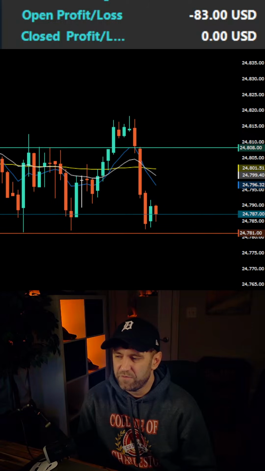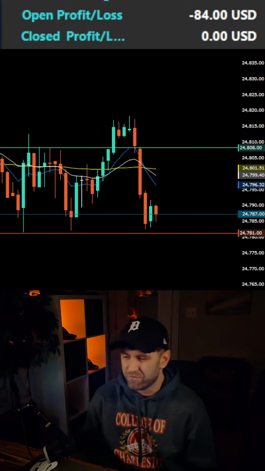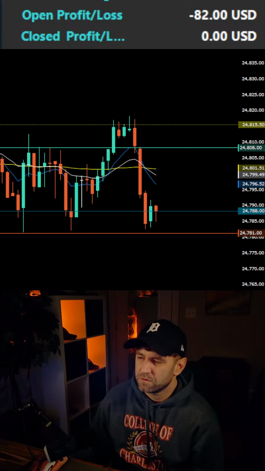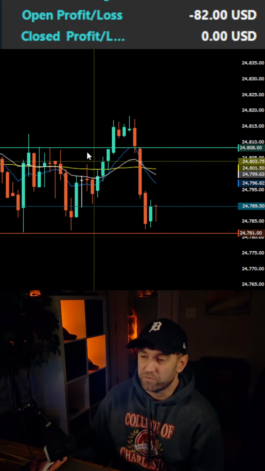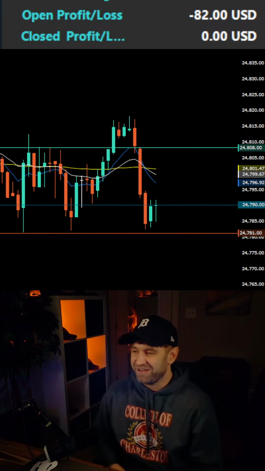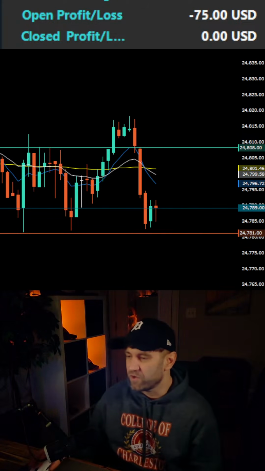Yeah, we'll see if it reverses. It probably sweeps me out here. I would imagine it runs these lows. But who knows? Maybe we just range. Maybe it goes back up. I have no idea. There's interest to both sides on the DOM.